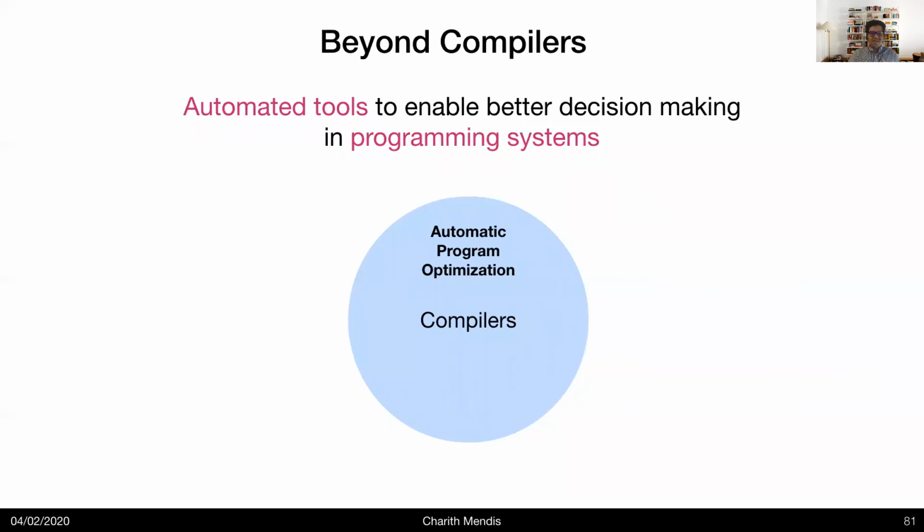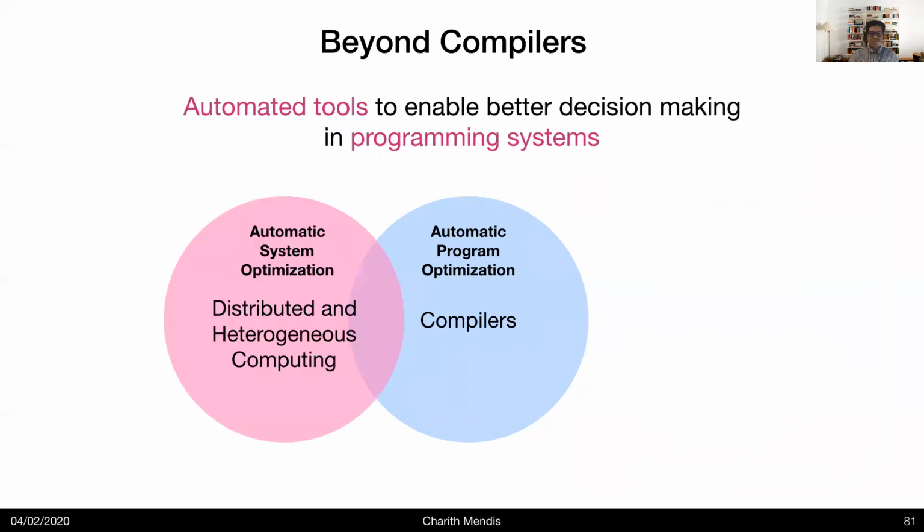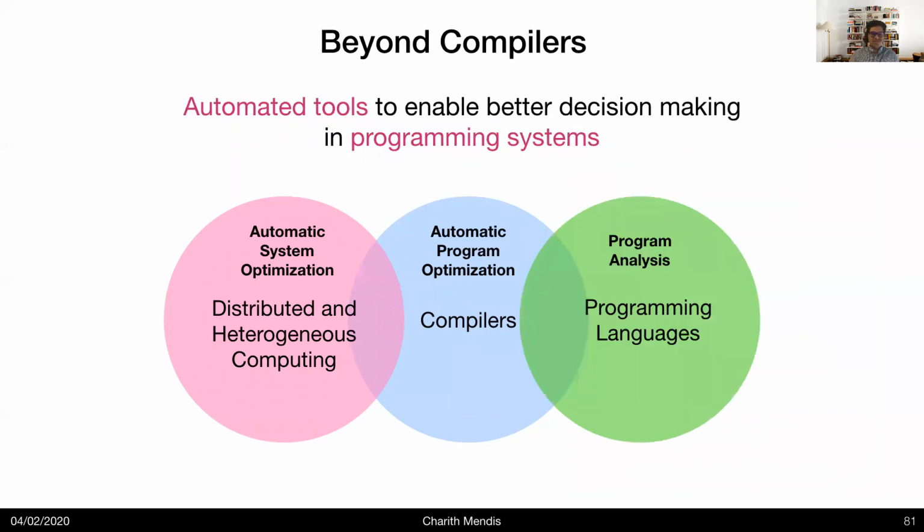As I said, I also want to broaden my horizon beyond compilers in the long term to enable better decision making in programming systems in general. I want to explore techniques to automatically optimize systems spanning heterogeneous and distributed hardware and to make more precise program analysis decisions.